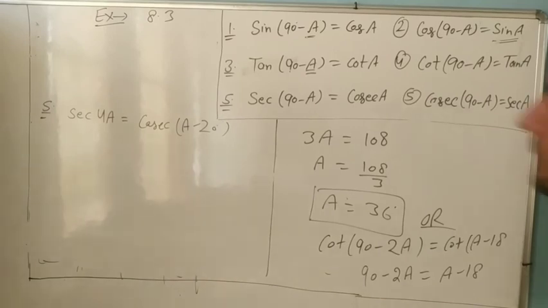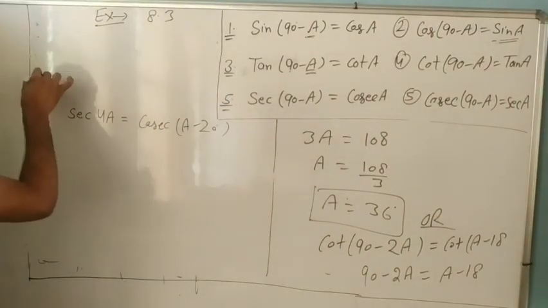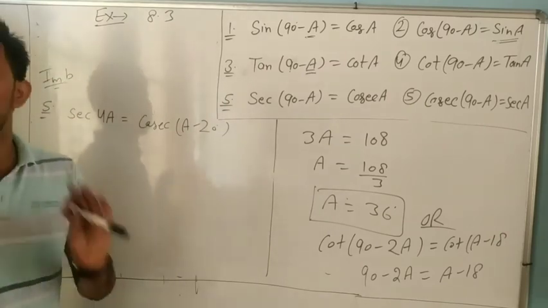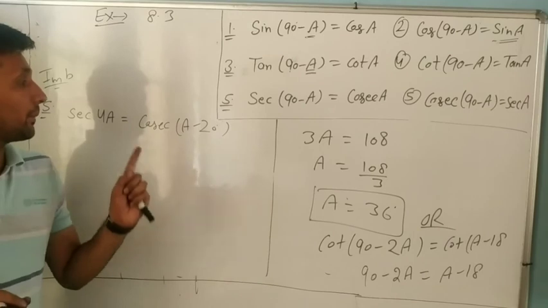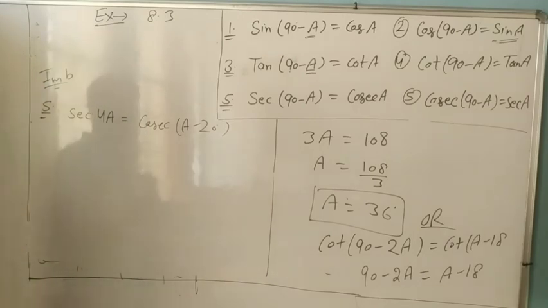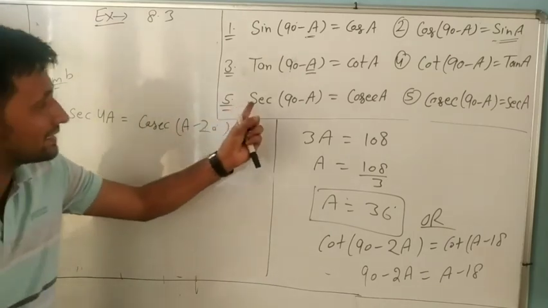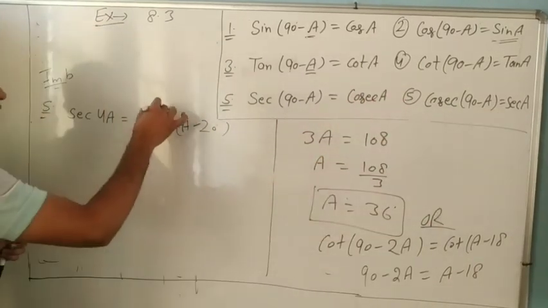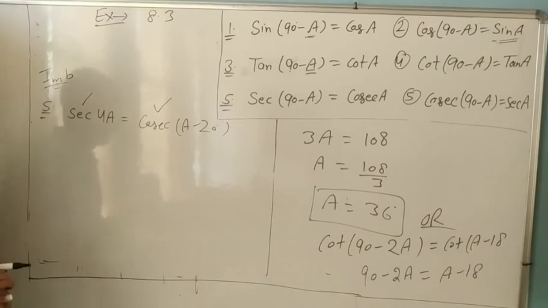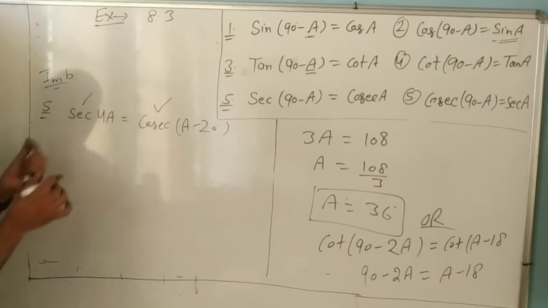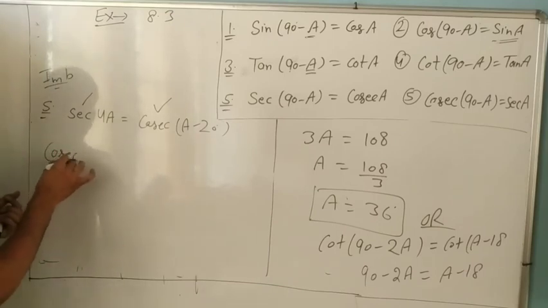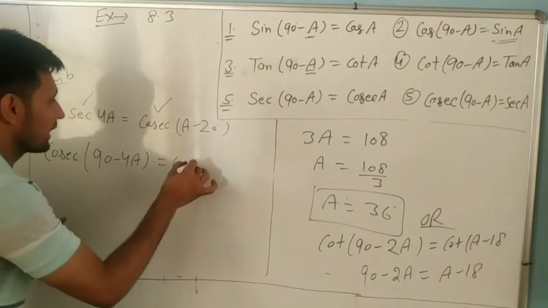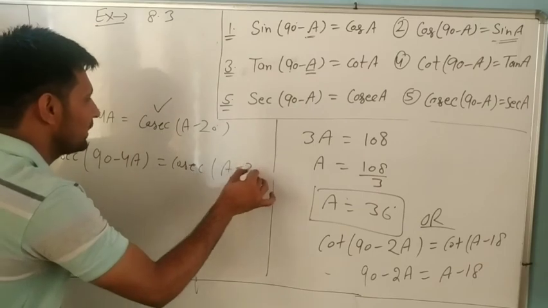Now same as it is dear, question number 5. Very important. Question number 3 and 5 and 4 very important. Okay dear. Always remember. So find the value of a. How to find? Same as it is. We know we can change sec into cosec and cosec into sec. So one side is cosec, one side is sec. So we will change it, or not? So what can we write? Can you write cosec(90 minus 4a)? Cosec(a minus 20). Yes.